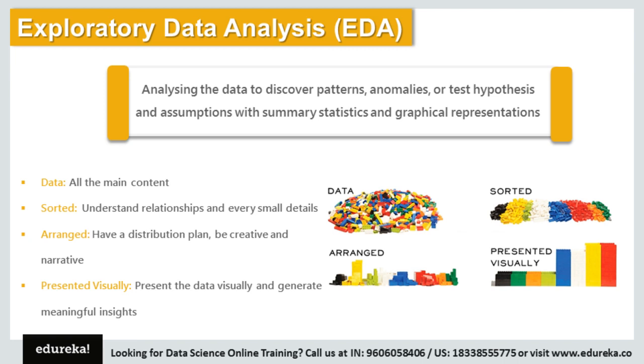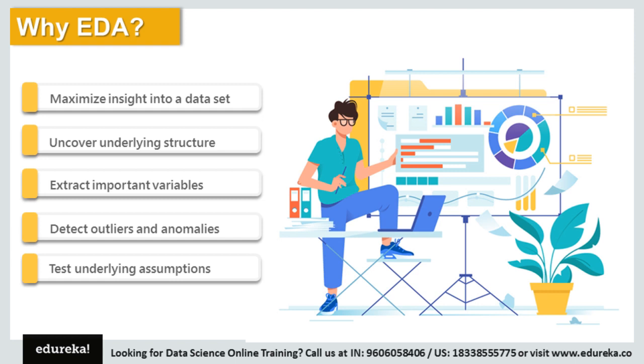So basically you take all of your raw data, you clean it, you sort it out to understand relationships and make that data suitable for analytics to lay on top of. Then you have a distribution plan and arrange your data. And finally, you present it visually so that your stakeholders or your audience can draw meaningful insights from your data. Now, the main objective here is to maximize the insights that you can draw from your data set and discover the underlying structure that is present in it.